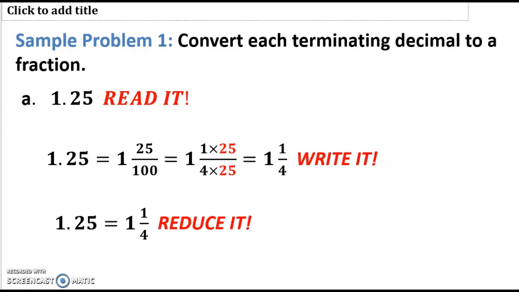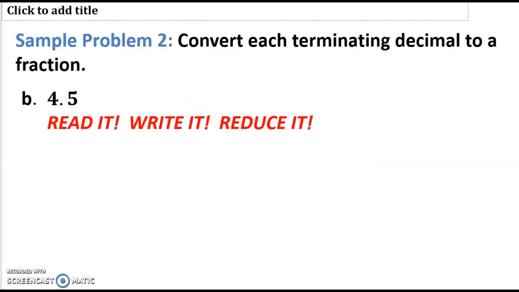Then the last step is to reduce it, and remember when I reduce a fraction, I am looking for a common factor in both the numerator and the denominator, and in 25 and 100, I see that common factor there is 25. So I took 25 out of both numerator and denominator and came up with 1 1/4. Let's look at another one.